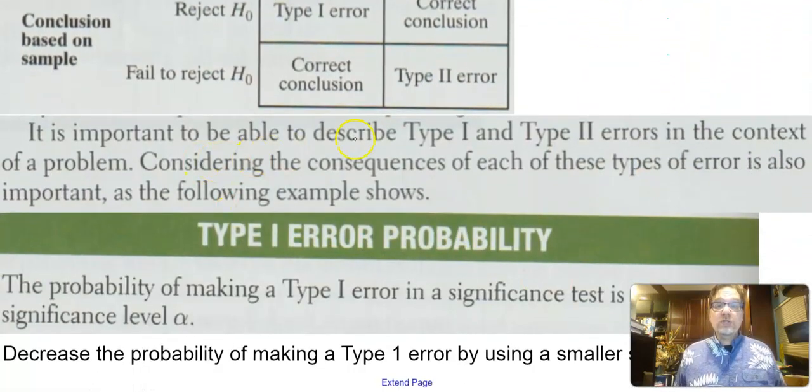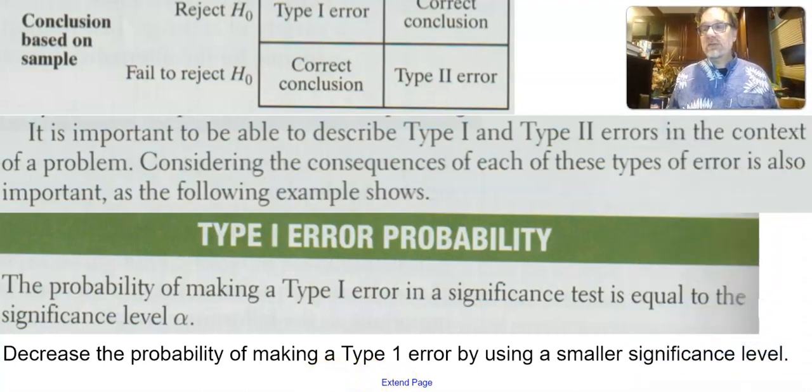So not only do you have to be able to describe a type 1 and type 2 error in context of a problem, you've got to talk about the consequences of making that error. And now when we say error, that doesn't mean we did anything wrong. We didn't do anything wrong per se. The sample we have does not reflect the true population.